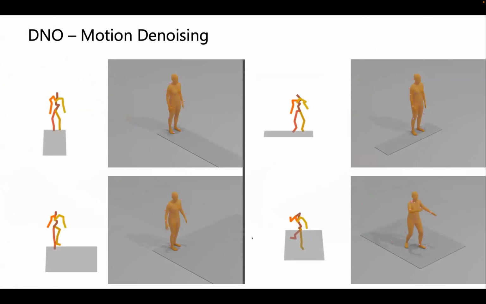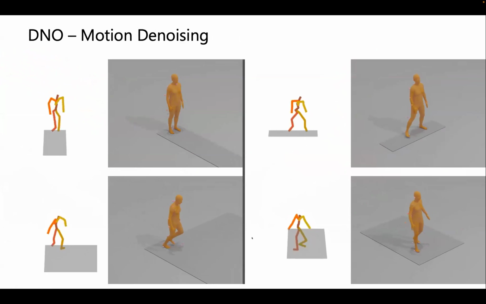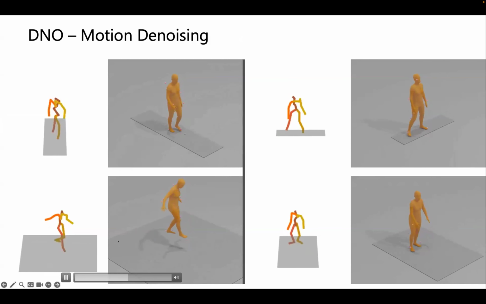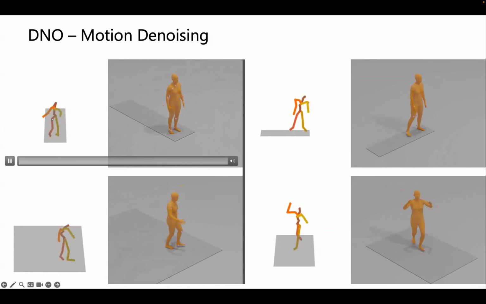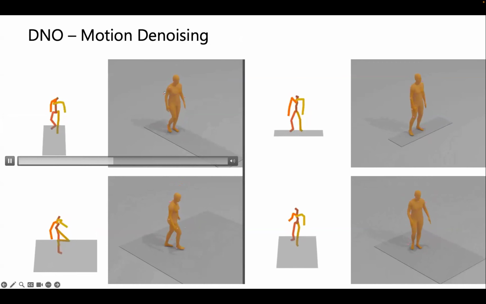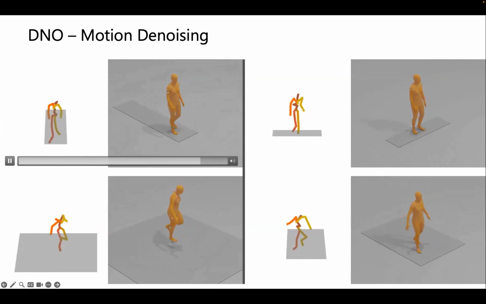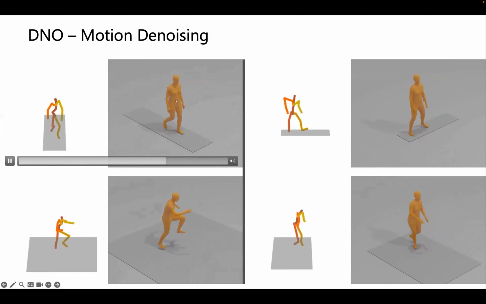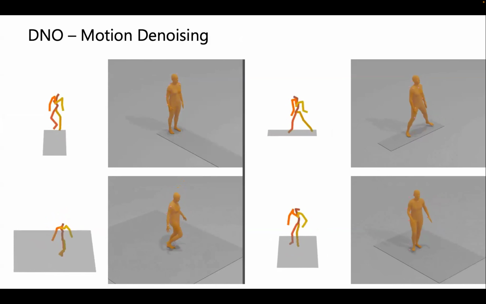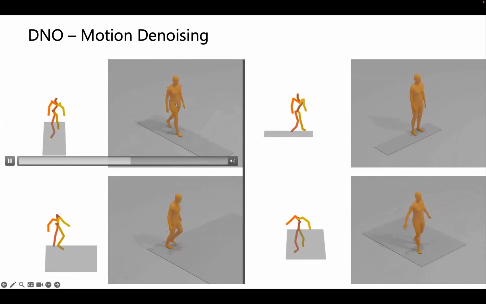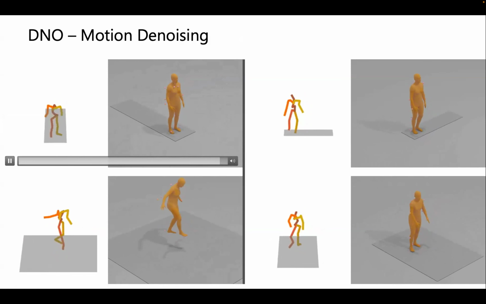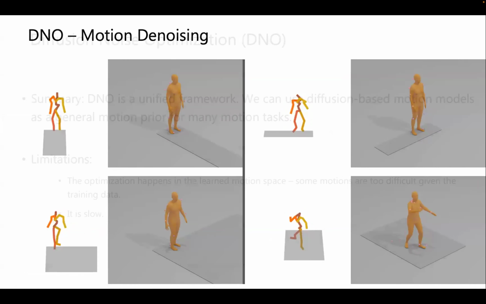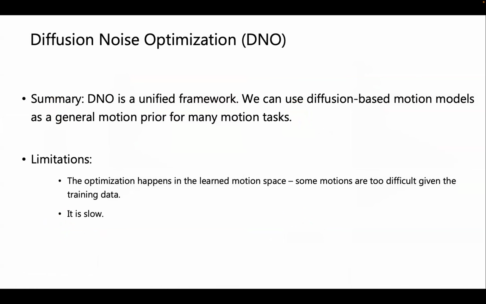The last task I want to show is motion denoising. The input is very noisy motion, and you can see this noisy motion input here, the orange dots. By optimizing this diffusion noise, you can generate motions that are much smoother from this noisy motion. For more results and quantitative evaluation, you can check the paper.